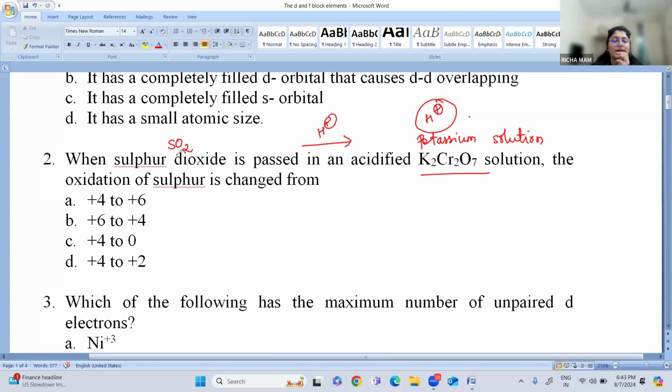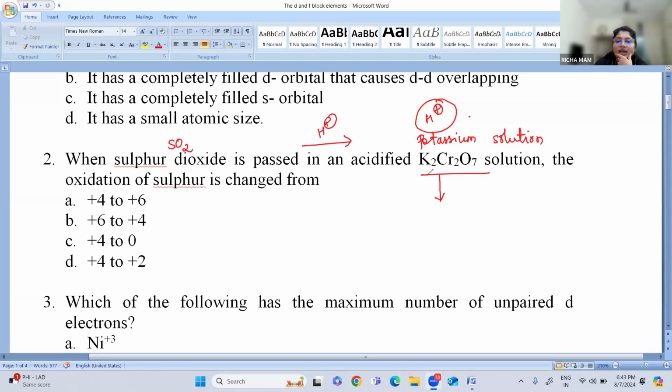And you're passing sulfur dioxide. So what will happen to the oxidation state of sulfur? Can you tell: A, +4 to +6; B, +6 to +4; C, +4 to 0; and D, +4 to +2. Anybody knows? Akhila has answered it as A. One more answer, I've got it as B. Janvi has also answered it as A.